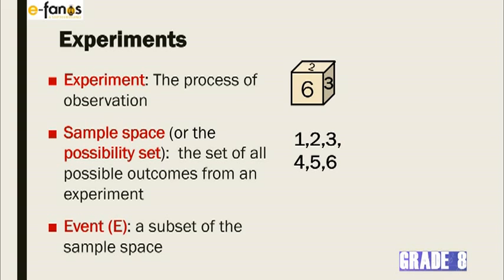An event, usually written with a capital E, is a subset of the sample space. It's something that could occur in the experiment. For example, for the dice, we might say it's getting a 3.